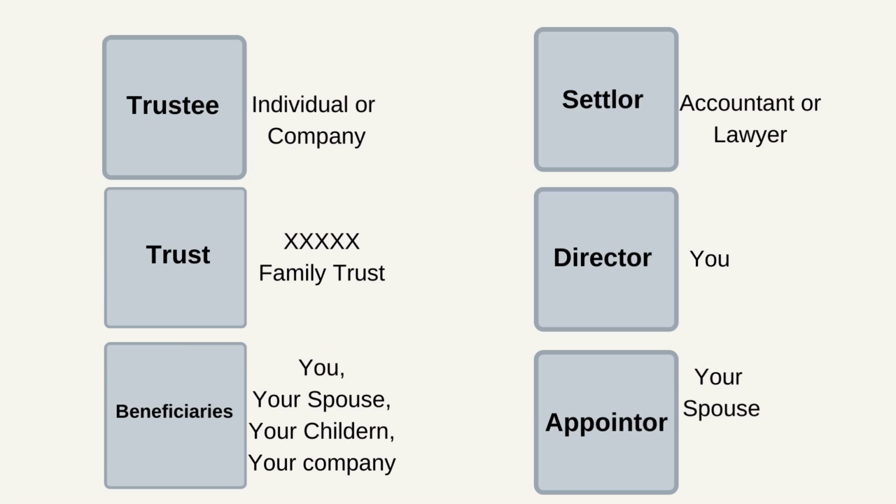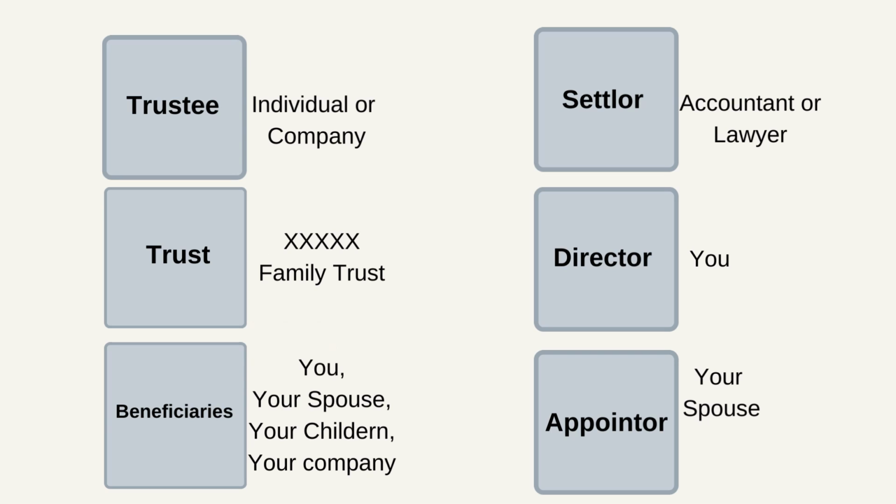Now let us look at the formation of the family trust. First thing is to decide all the items that are mentioned earlier, which is the trustee name, trust name, settlor, appointer, etc. And then provide all these details to either your accountant or a lawyer, because it's a legal entity and it's always better to engage a lawyer or your accountant to set up this trust.